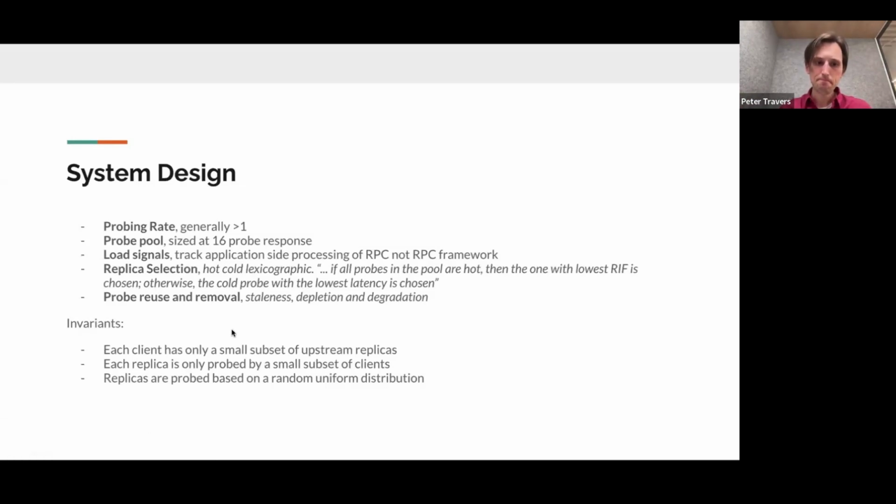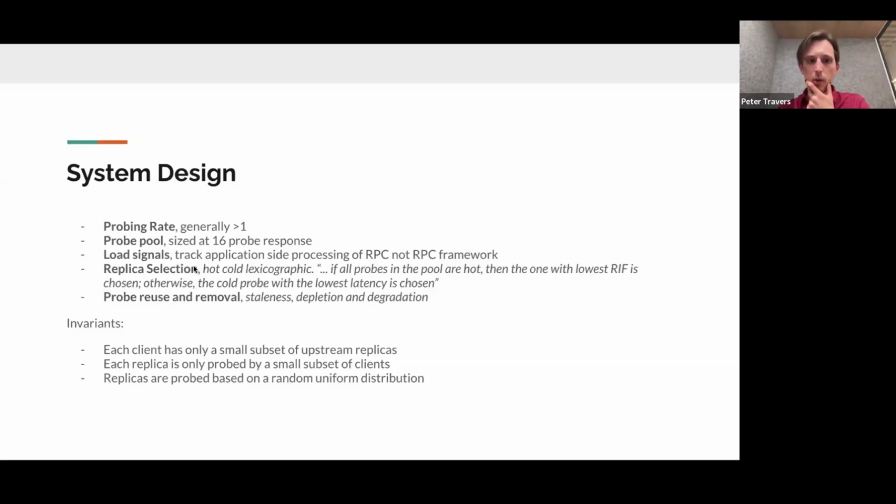I won't dig too deep into reuse and removal, but the basic idea is that each time we probe, there is a function that says the statistics we've collected from performing a probe have become stale, or that node is depleted, or there's some form of degradation, and we will drop the probe. A probe here means the statistics that we've collected from a replica, from an upstream. So we will have collected the latency and also the requests in flight.